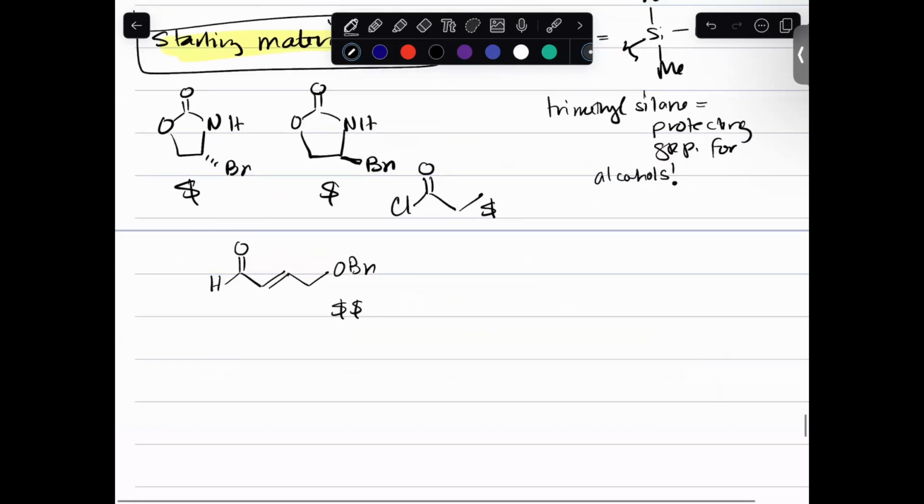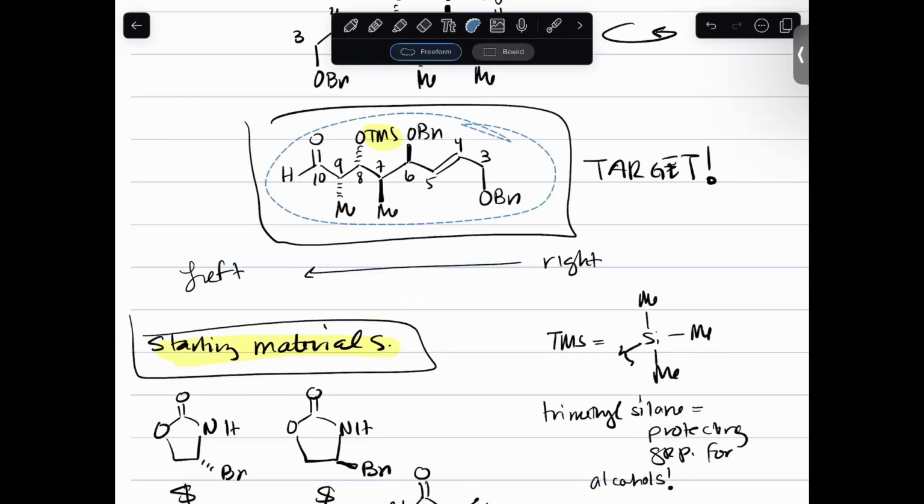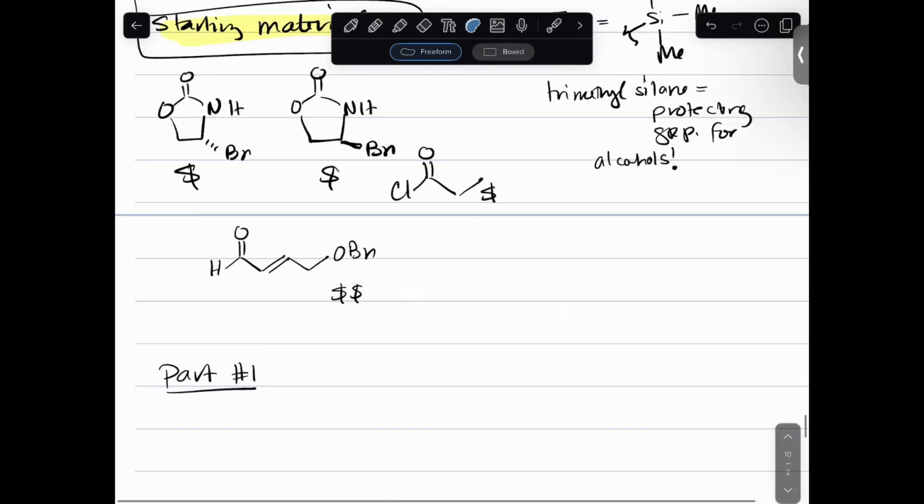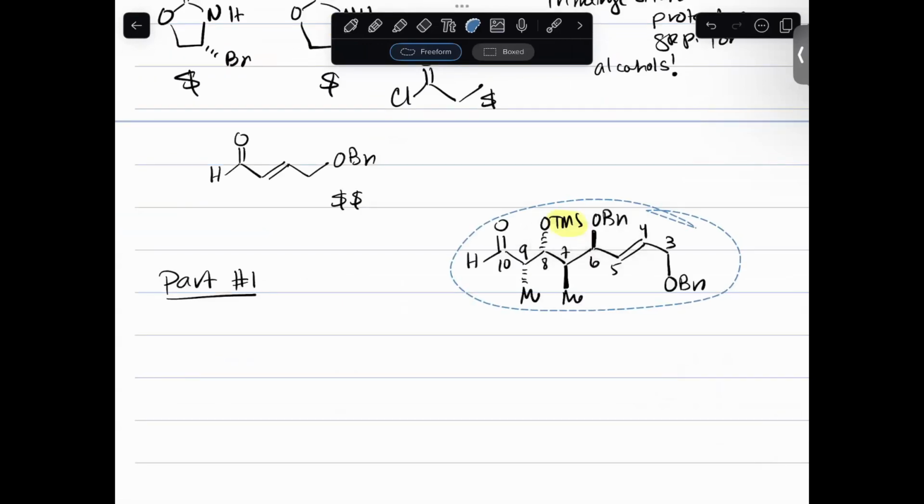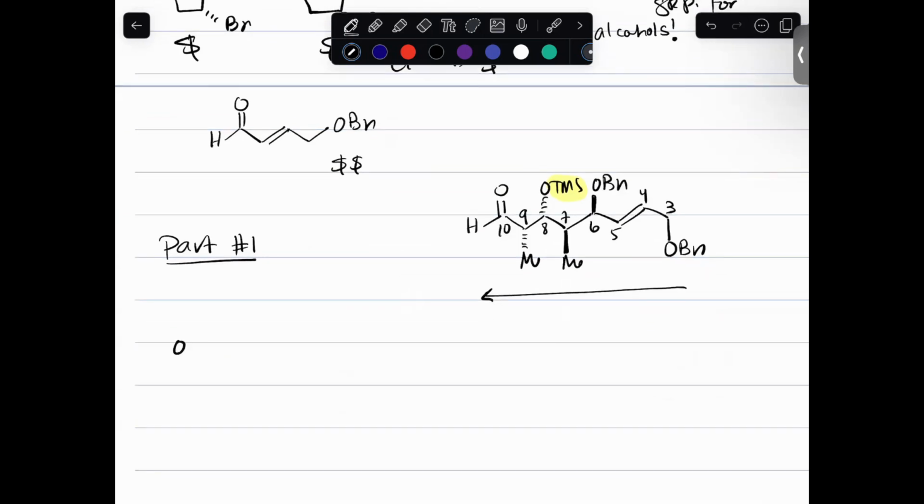And so to start off the synthesis, again, remember, let me cut and paste this. We're starting from right to left. We're slowly going to walk our way towards the left and start adding atoms to that. He starts off with the following oxazolidinone. And just like in our previous syntheses, he acylates the oxazolidinone.